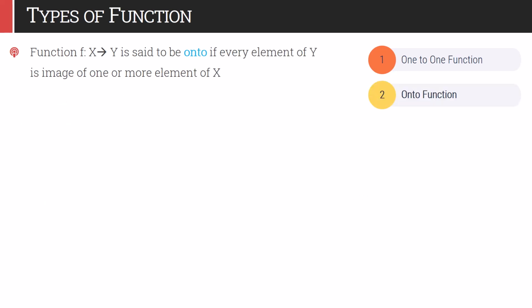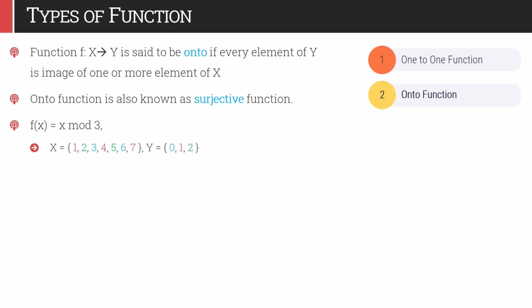The second type is an onto function. The function f from x to y is said to be onto if every element of y is the image of one or more elements in x. That means now the condition is that all the elements of set y must be connected with some element in x. And such functions are popularly known as surjective functions as well.